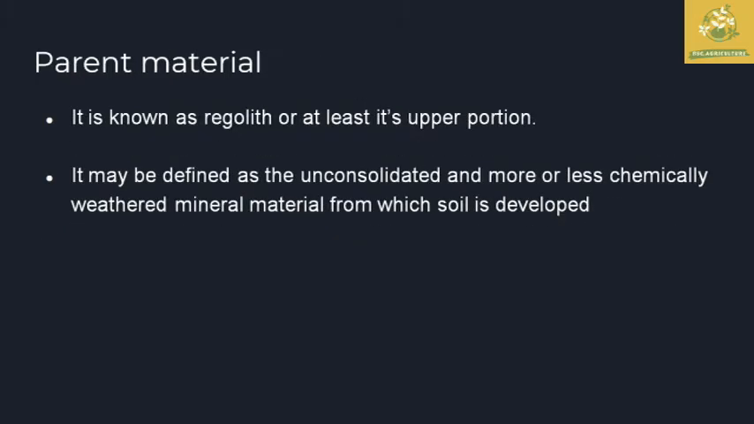And after that, the parent material. The parent material is also known as regolith, and it is known as the upper portion of the rocks. While seeing about the parent material, it is defined as more or less unconsolidated, as well as more or less chemically weathered mineral materials, where the soil is said to be developed among them.